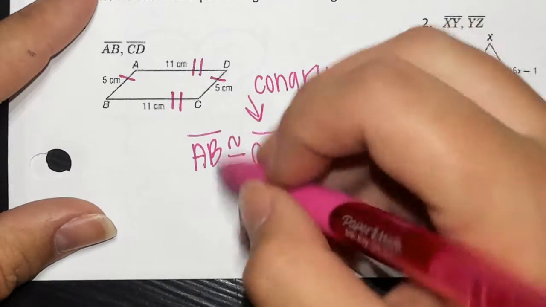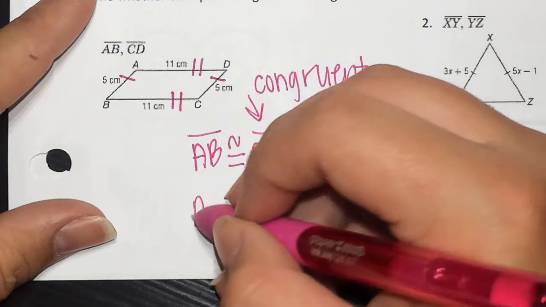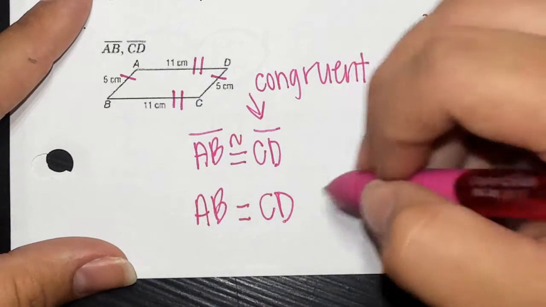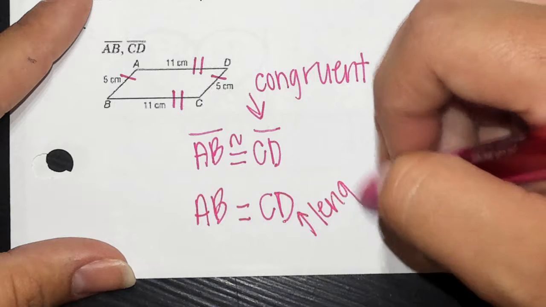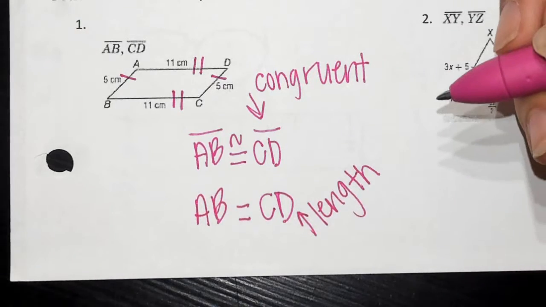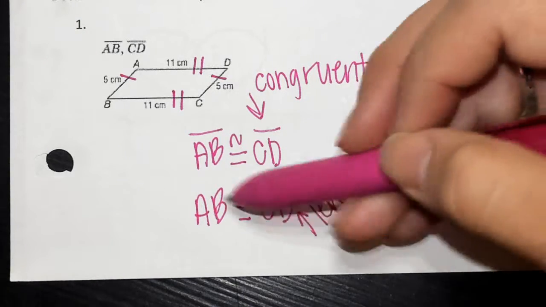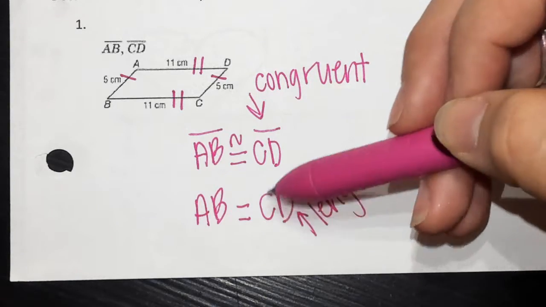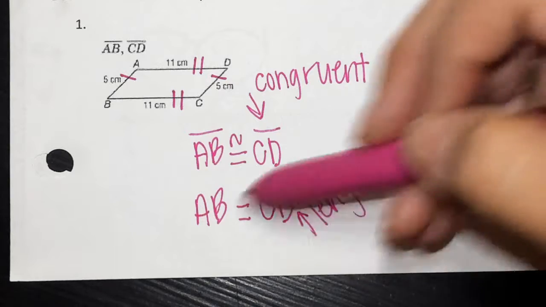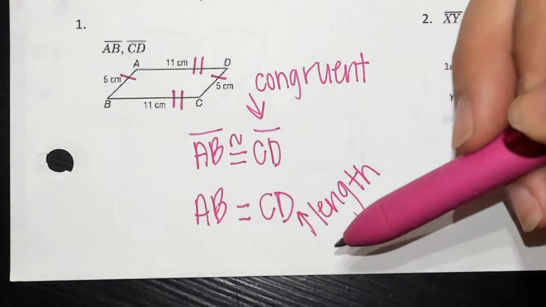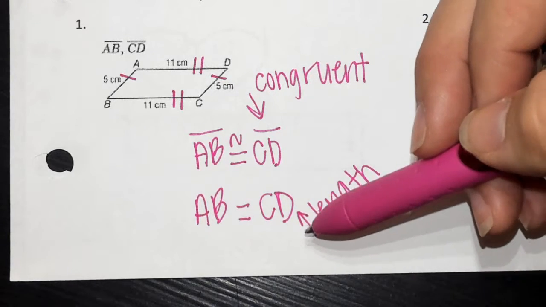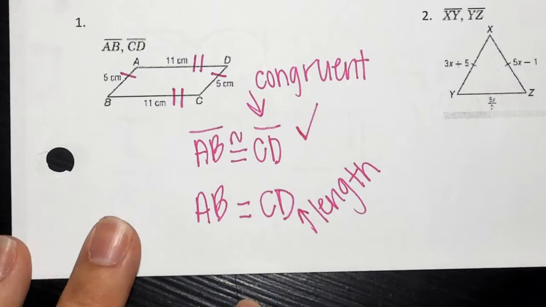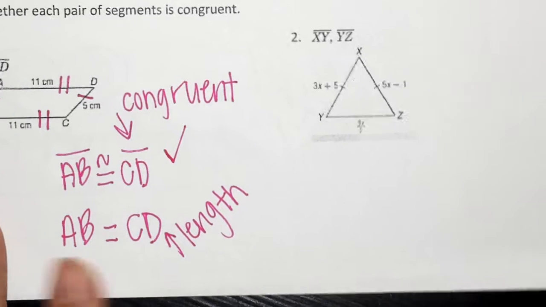If you put no bar on top and no tilde, and you just have an equal sign, this is talking about the length, which means the same thing. But here, you would want to put the measures in. So this means they're congruent, and this means you're talking about the measures. It's the same thing, just a little bit different. If it says, are they congruent, then put this. All right, number 2.